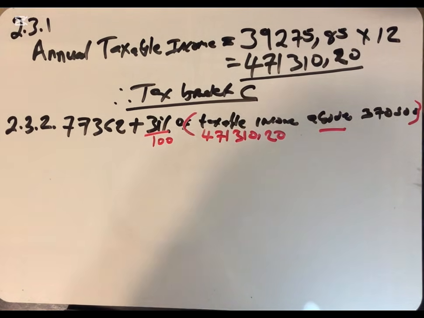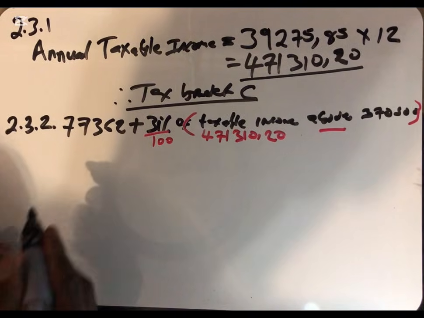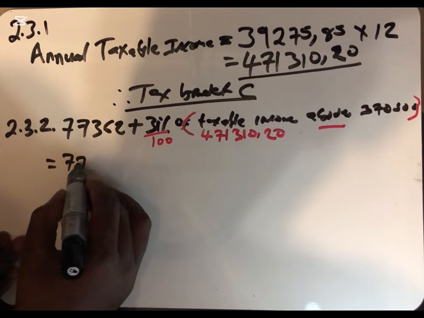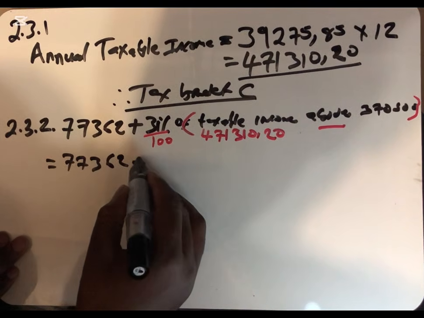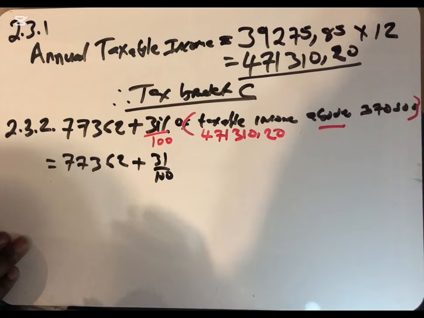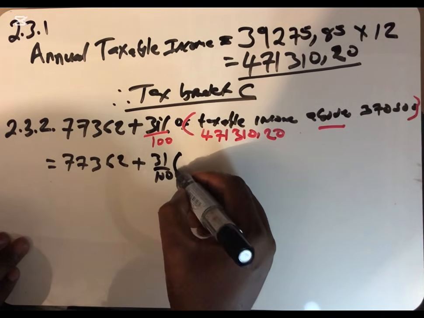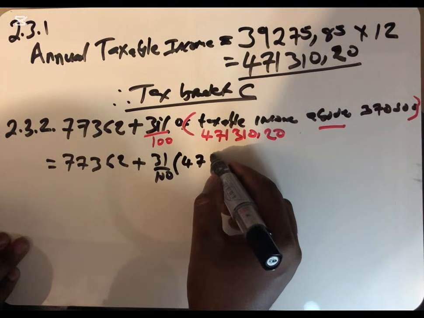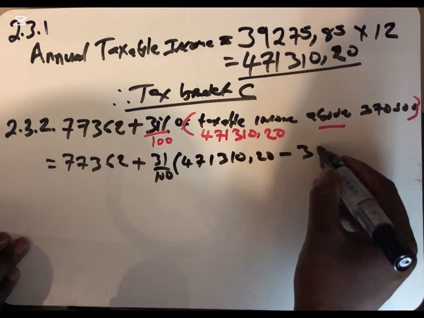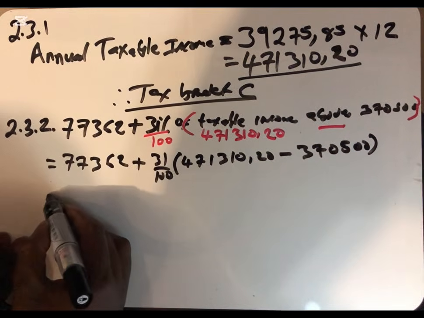So what you need to do now is write this in the way of answering this question. We are going to start with the equal sign. I'm going to say is equal to 77,362 plus 31 over 100. Now you combine what you have written with a pen and what you have written with a pencil. Instead of writing 'of', you open the brackets. You're going to say 471,310.20 minus 370,500.